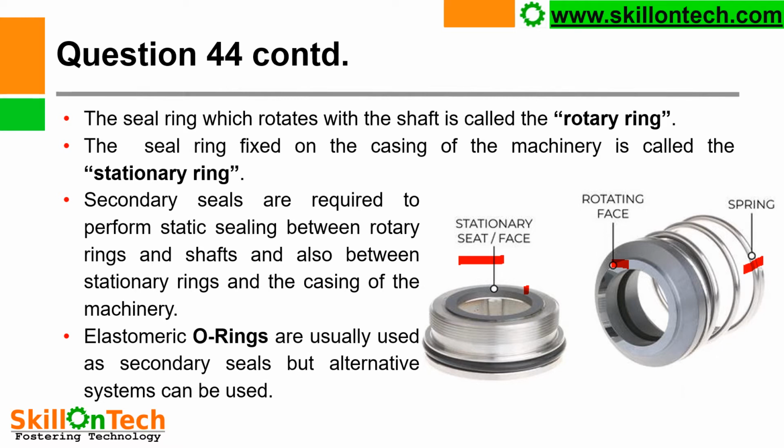The seal ring which rotates with the shaft is called the rotary ring. The seal ring fixed on the casing of the machinery is called the stationary ring. Secondary seals are required to perform static sealing between the rotary ring and shaft, and also between the stationary ring and casing of the machine. Elastomeric O-rings are usually used as secondary seals, but alternative systems can be used.